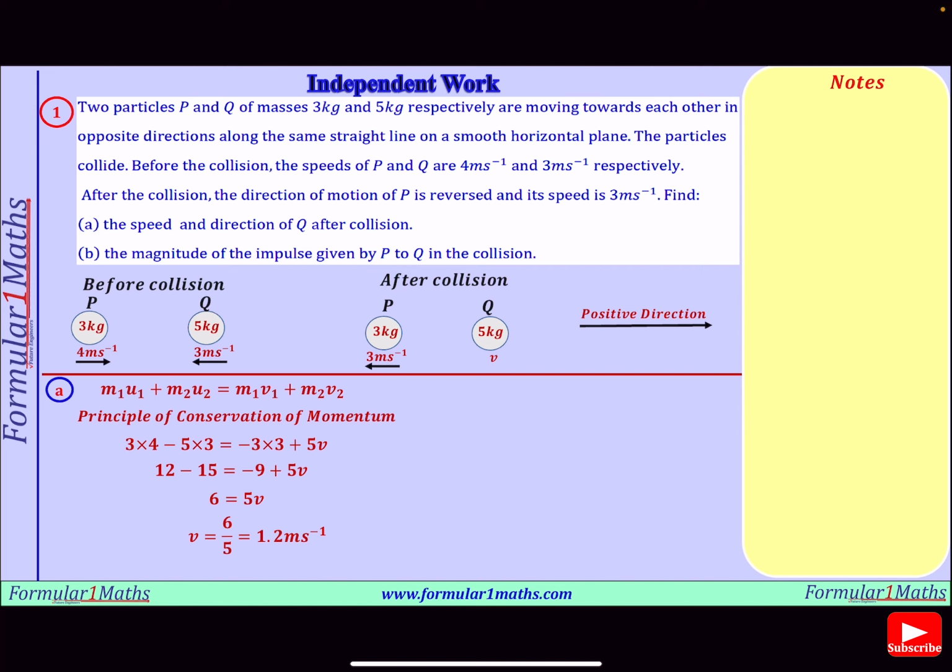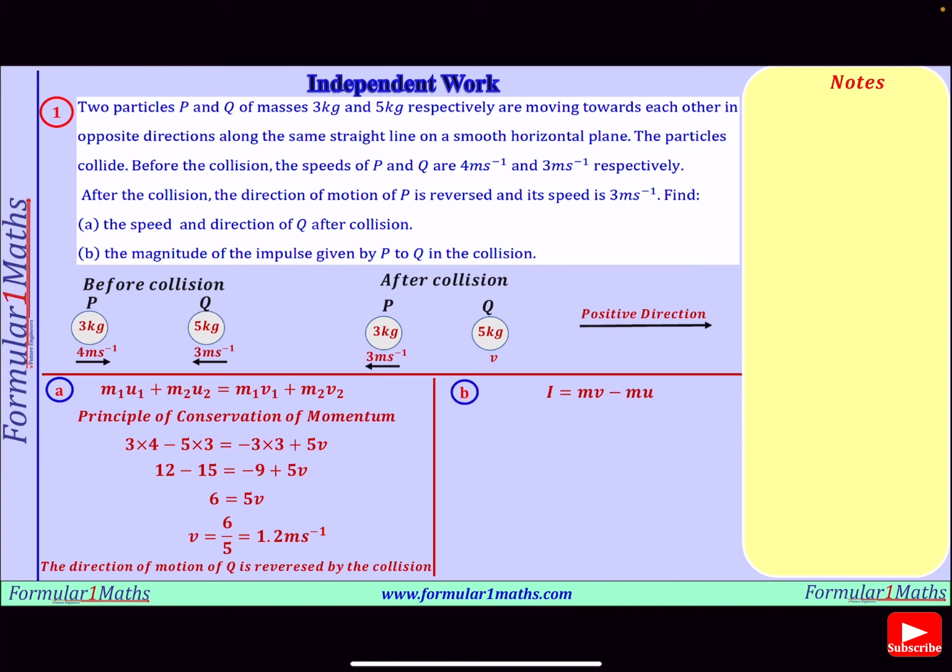But we need to state the direction of Q after collision. As you can see, the value of this is positive. And we know that the positive direction is that way. But initially, Q was moving in this direction. So we go and conclude and say the direction of motion of Q is reversed by the collision.